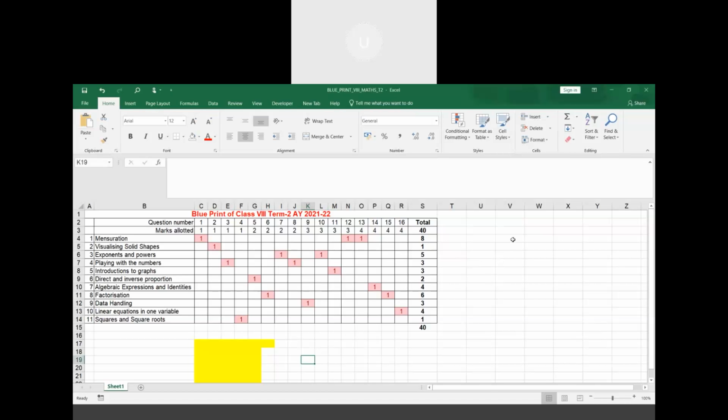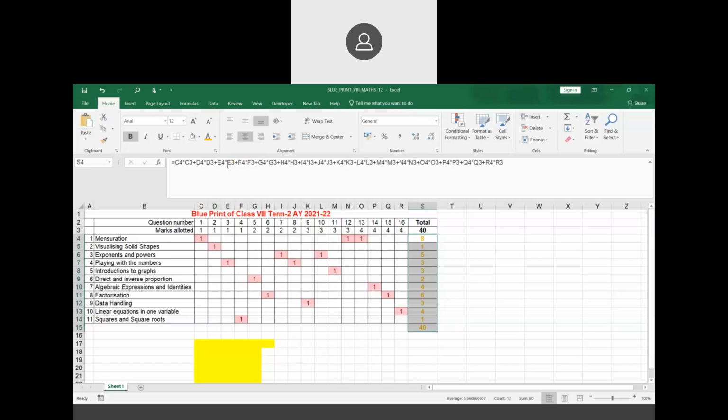This is the blueprint of our question paper, class set term 2, academic year 21-22. Types of questions we will ask, sir. These are the 3 marks. Which has more marks? These are the 8 marks. Mensuration, sir. Mensuration has more. Yes, sir.